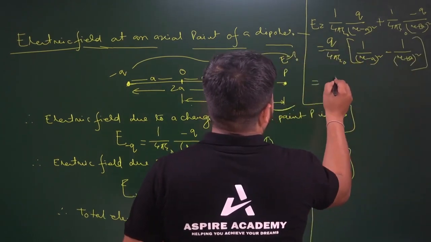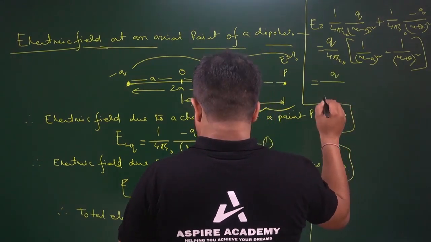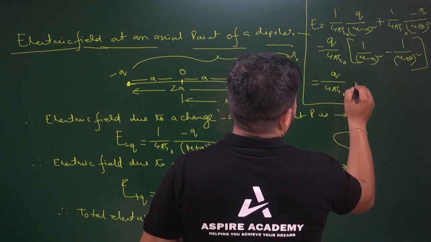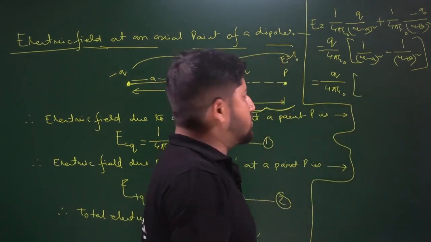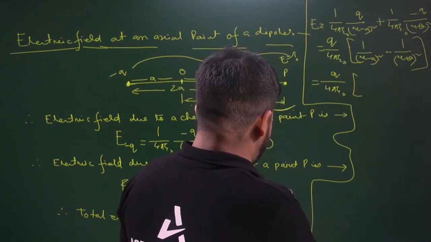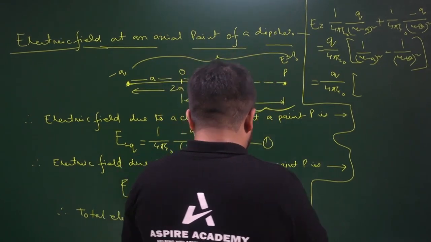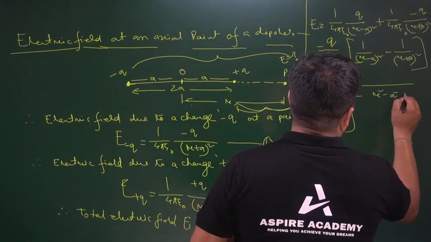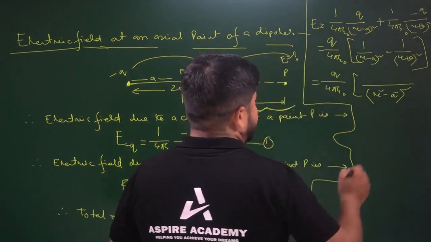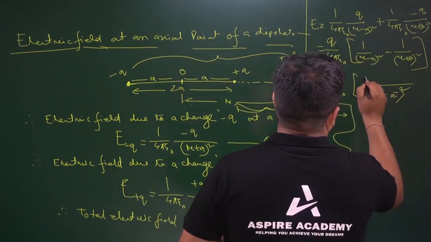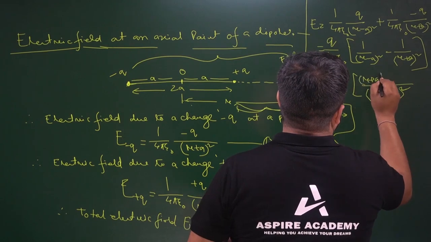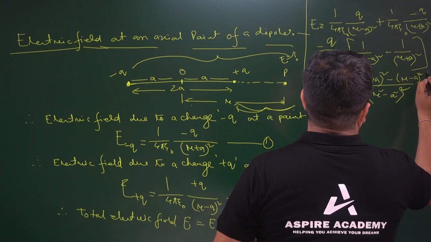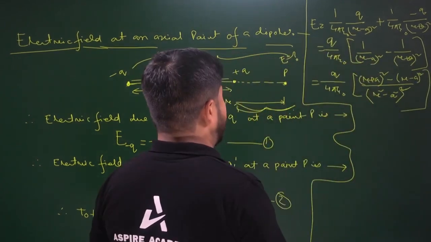After that, Q by 4 pi epsilon naught, we can get what? (R minus A) whole square and (R plus A) whole square, the LCM is how much? (R plus A) and (R minus A) whole square means (R square minus A square) whole square is the LCM. So (R plus A) whole square minus (R minus A) whole square. This is the thing up to that.